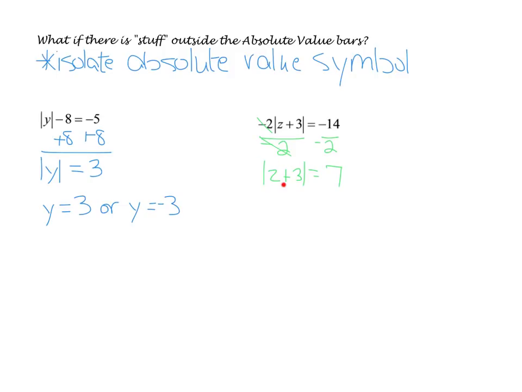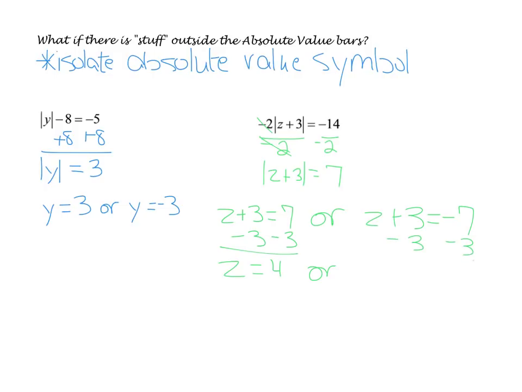The absolute value of z plus 3 equals 7. What kind of numbers have an absolute value of 7? Well, that means z plus 3 can be 7, or z plus 3 can be -7. Now I'm going to solve these two. Z plus 3 equals 7. I'm going to subtract 3 from both sides, and z equals 4. Or z plus 3 equals -7. I'm going to subtract 3 from both sides, and I get z equals -10.